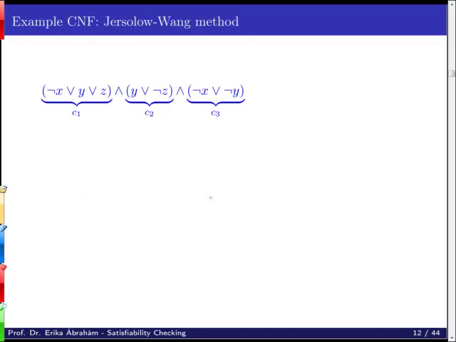So let us again look at our example. So we have again a value for each literal.